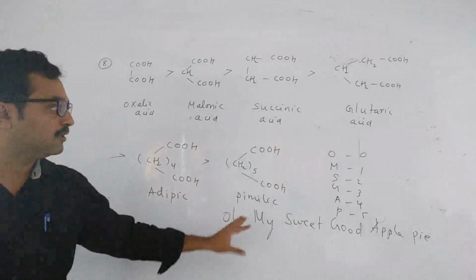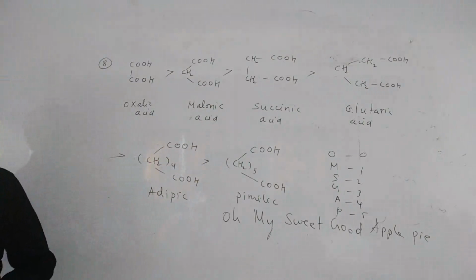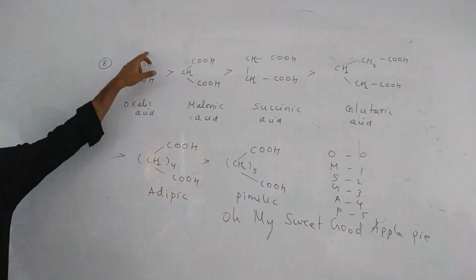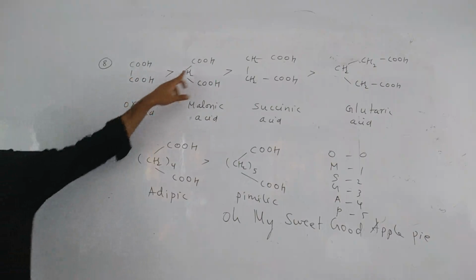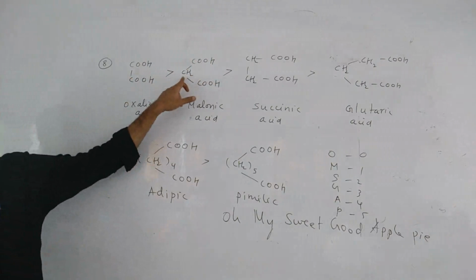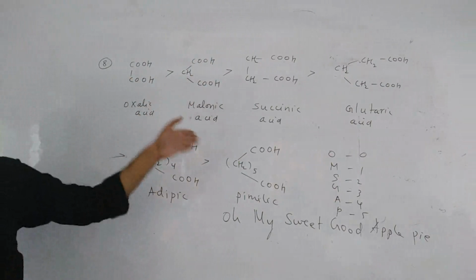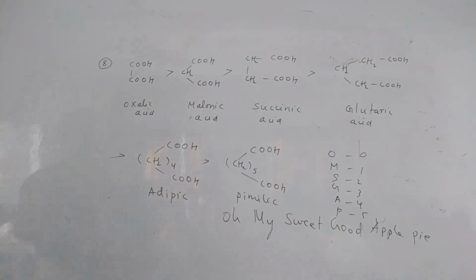This is the way to remember all these carboxylic acids. Which is more acidic among them? This one, because after giving H plus, O minus will be stabilized. But here, the O minus has CH2 with it, so this won't stabilize much. As CH2 increases, acidity decreases. This is our order.